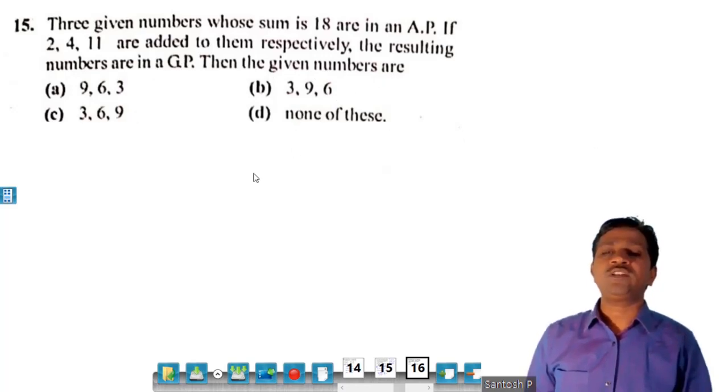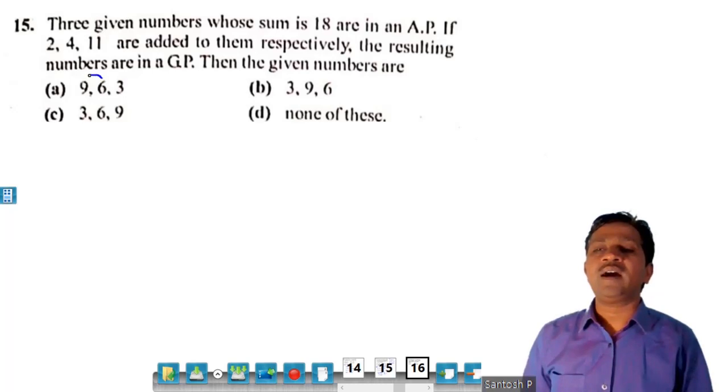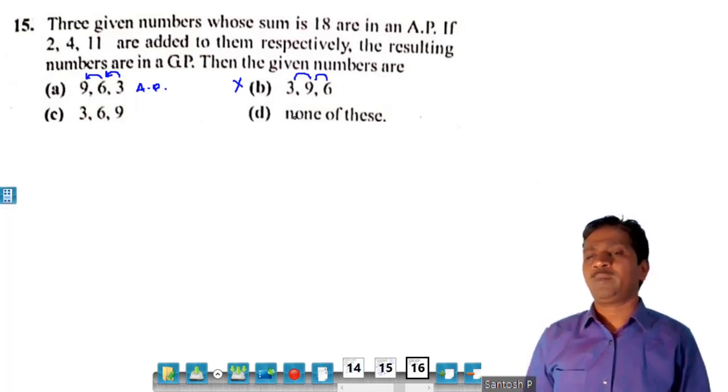Let us see first which of the following are APs. 6 minus 9, the difference is minus 3. 3 minus 6, the difference is minus 3. So this is an AP. Now 9 minus 3 is 6, and 6 minus 9 is minus 3. So this is not an AP. The first condition is not satisfied. So this cannot be the answer.